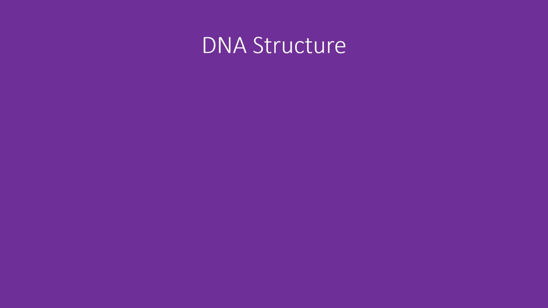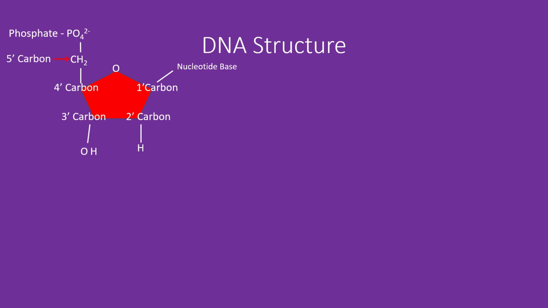DNA contains a pentose sugar called deoxyribose. This configuration means that deoxyribose has 5 carbons, and we call the carbons 1', 2', 3', and so forth carbon. The 1' carbon is bonded to the nucleotide base. The 3' carbon is bonded to the phosphate of another nucleotide. It forms a phosphodiester bond by doing a condensation reaction with another nucleotide. The 5' carbon is bonded to the phosphate of the other nucleotide.